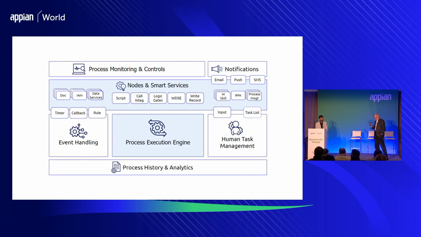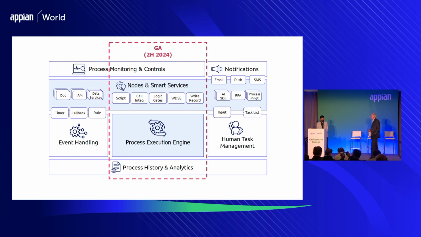You actually have the process monitoring and controls, the process modeler. There are nodes and smart services that we talked about. There is the process execution engine, but there's also things like event handling, notifications, and human task management. So what we're doing here with this initial release is kind of a slice of this architecture.